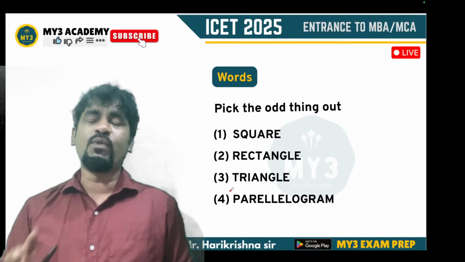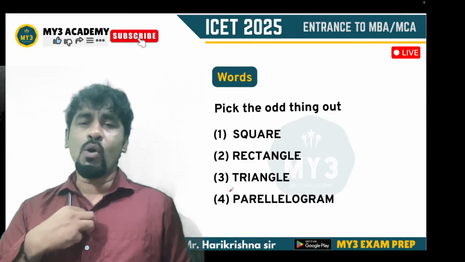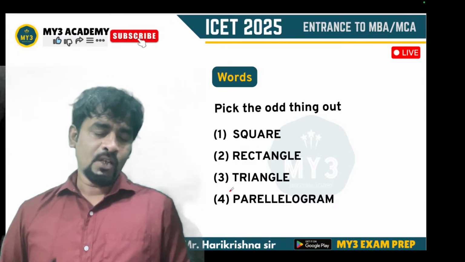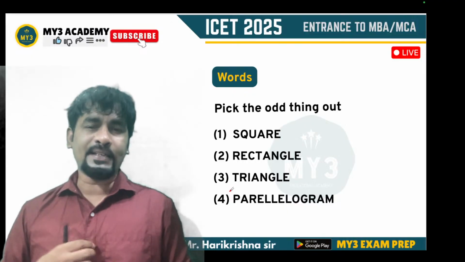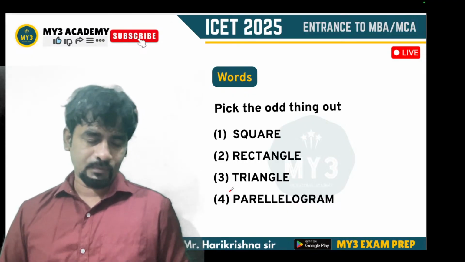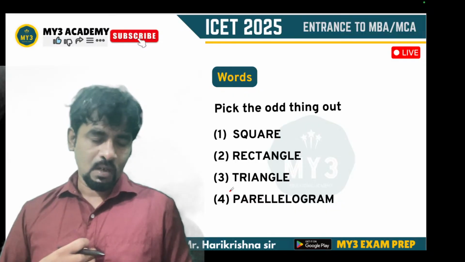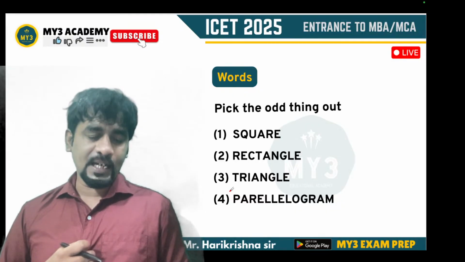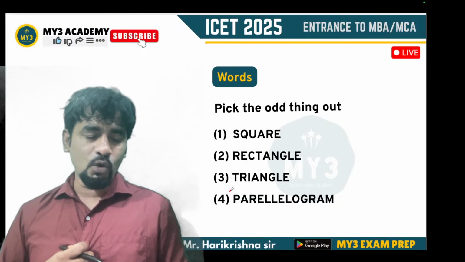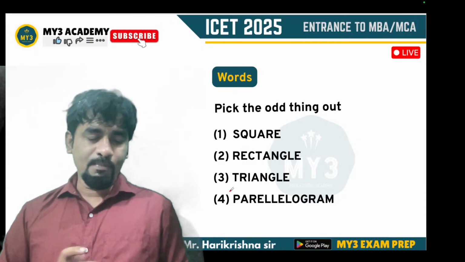I guess for these word based questions, there is no need for me to discuss. So I am just looking for your answer choices. Square, rectangle, triangle, parallelogram. What is the odd man out? I just want good responses from your end. It will definitely make me feel happy to go and give more inputs.